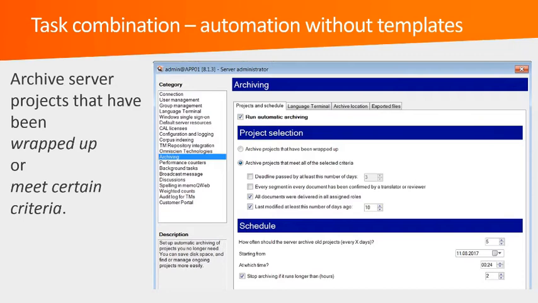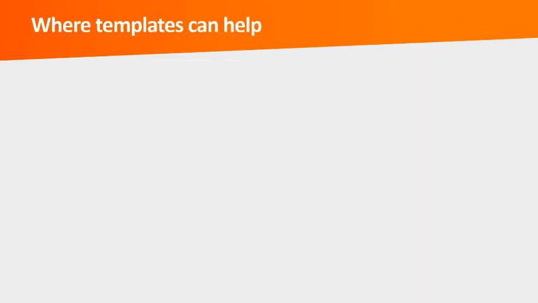And if the archiving runs for more than 2 hours, because during the archiving process the server is not available for other people to work with, so if it runs longer than 2 hours, it will stop so that people can get back to working with the server. So these would be the tasks, the automations that are there even without the templates. Now let's take a look closer into the templates.